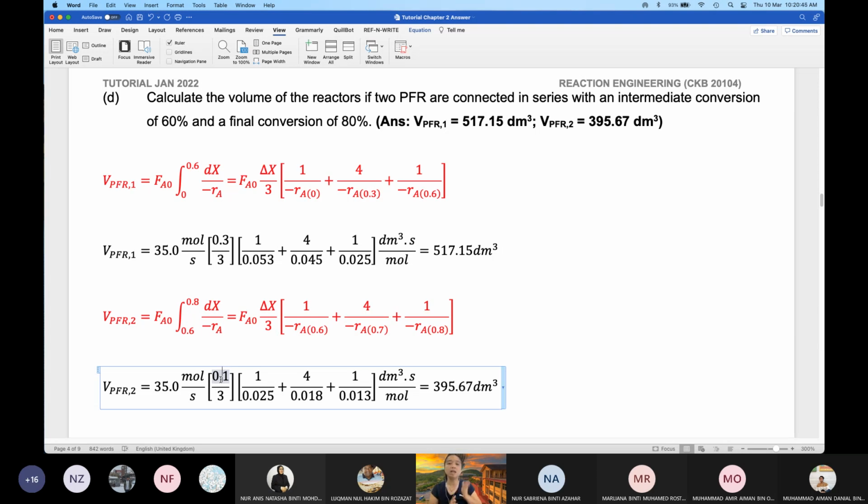It's the gap between the initial x to the middle x, or the middle x to the final x. So you have to be very careful about this part. So having substituted delta x, 0.1 divided by 3, FA0 we already know. Then go to the 3 points.